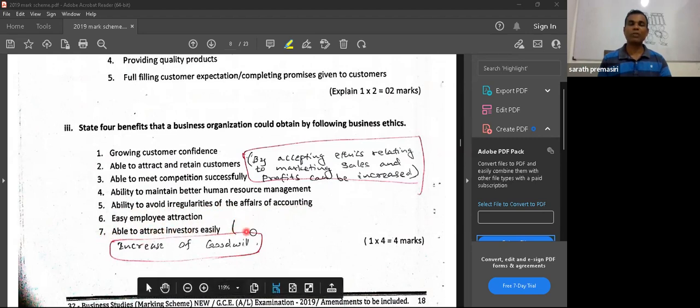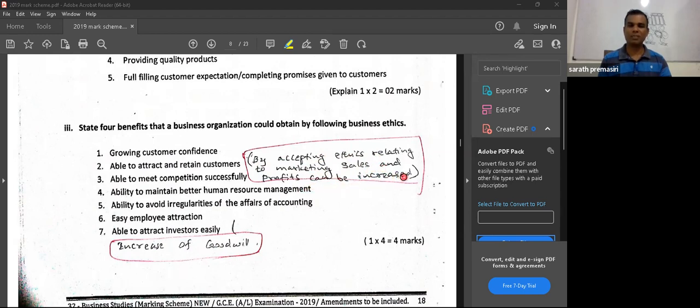Able to attract investors. Increase of goodwill of the business. Another one, by accepting ethics relating to marketing, sales and profits can be increased.